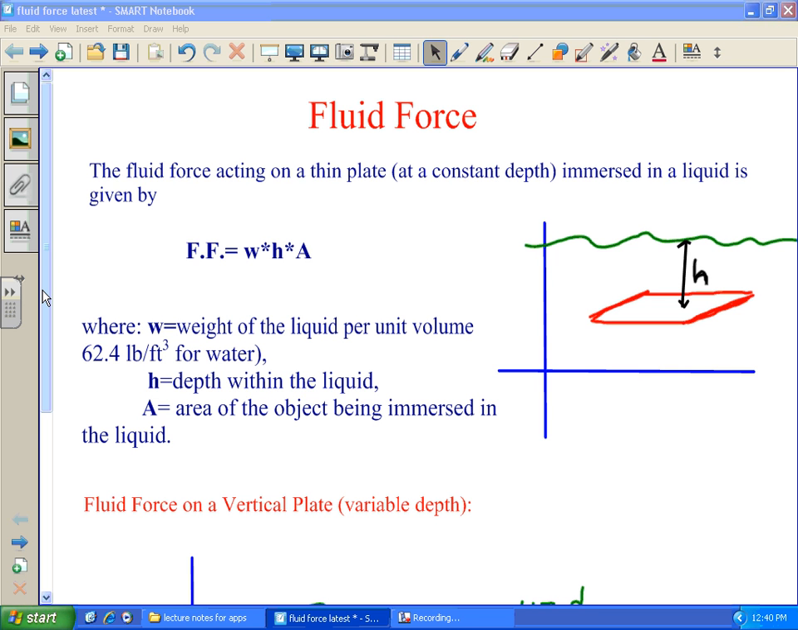So depth is very important, because the further down you go, the more pressure, the more fluid force will be felt upon the object. And then there are two other things that are directly proportional to the fluid force. They are the weight of the liquid, which we measure in terms of weight per unit volume, because the denser the liquid is, the more pressure will be felt upon the object. That's W in our formula. H is the depth.